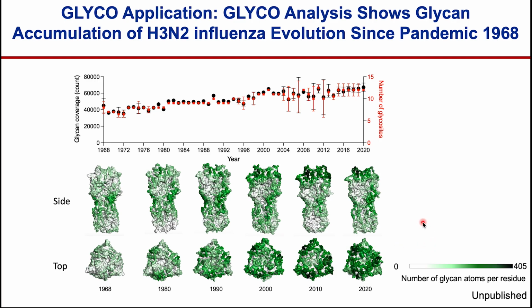This is another example of GLYCO application. We calculated the glycan density for the influenza virus subtype H3N2 from 1968 to 2020, and we found that glycan density on the head part of the influenza virus is accumulating as time goes on, so that you can see the clear plots of the increase of the glycan since the 68 pandemic.